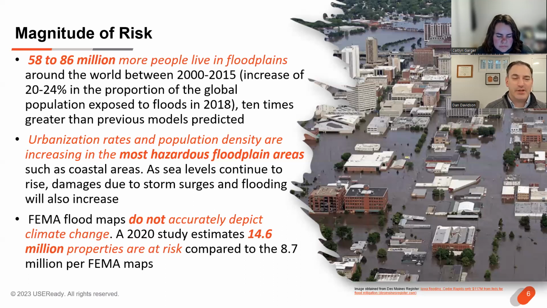The other interesting thing that we noticed is that FEMA flood maps do not accurately depict climate change. A 2020 study estimated that 14.6 million properties are at risk compared to the 8.7 million properties that FEMA has in their flood zones. So the risk might actually be a lot greater than you think. A lot of our banking clients have requirements on having flood insurance in flood zones, but some of them don't have requirements for flood insurance in flood zones that are outside the FEMA maps, but other agencies predict that there could be flooding there.